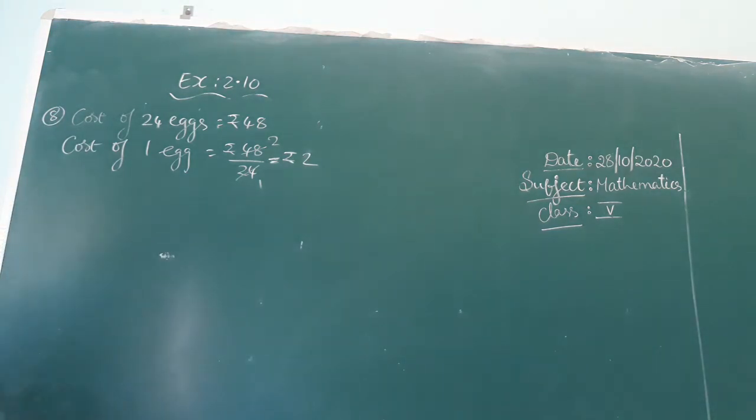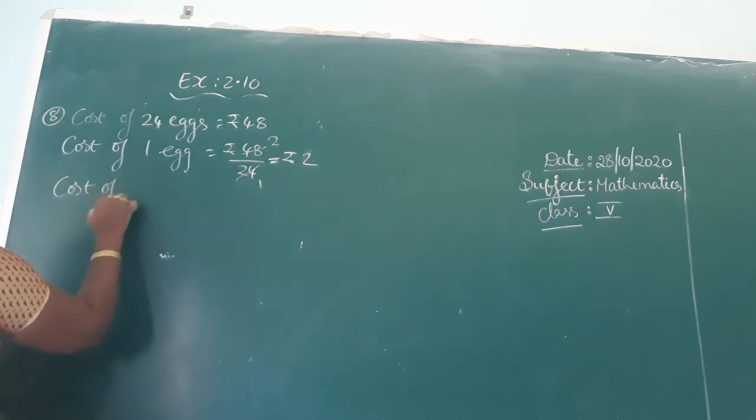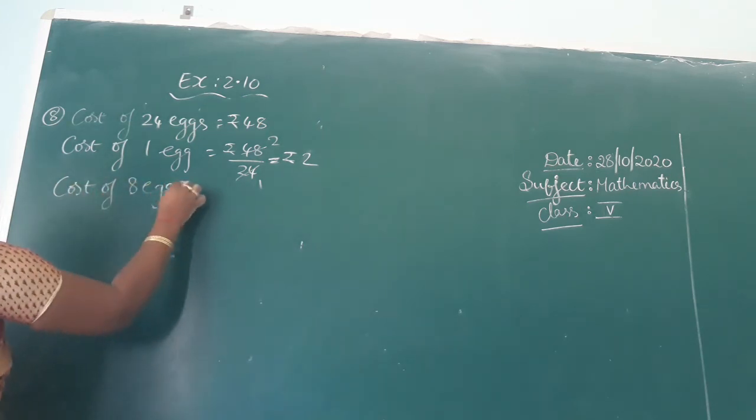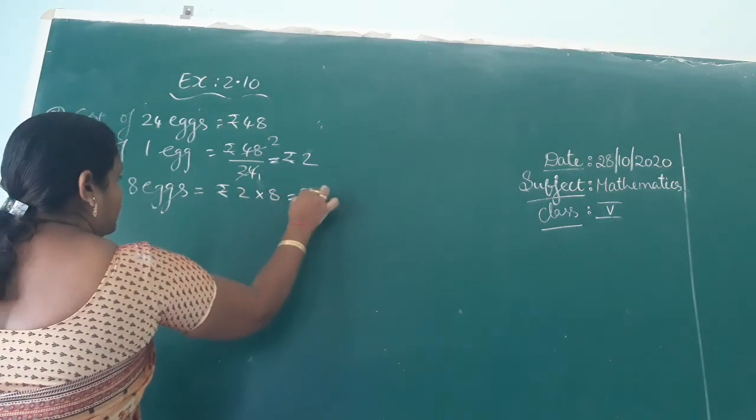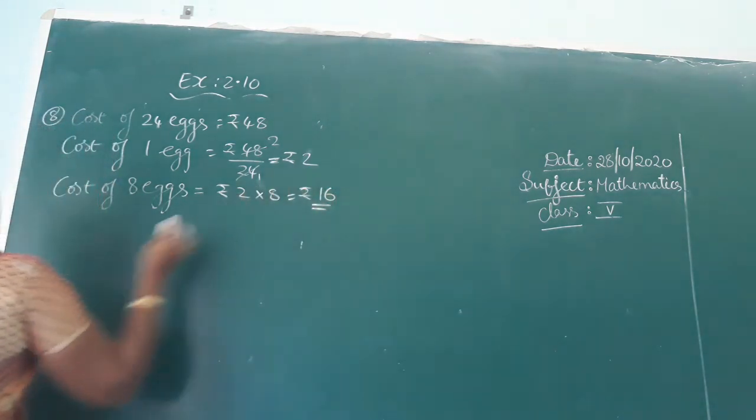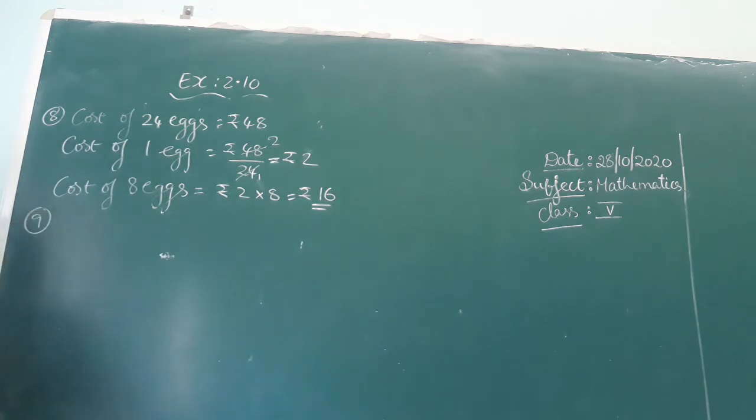They are asking us to find out the cost of 8 eggs. 2 rupees into 8. 8 2's are 16 rupees is the cost of 8 eggs. See the ninth one, children.